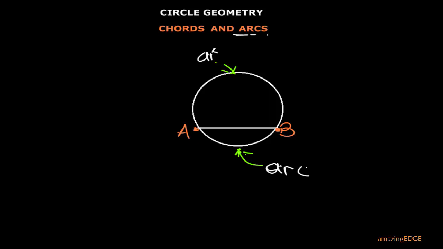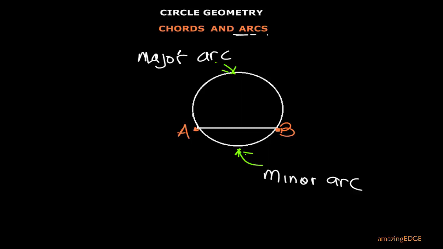Whenever you have this, you have two arcs. But there are differences between these two arcs. One is larger than the other. This one is a smaller arc compared to the other one. So this one that is smaller is what we call a minor arc. Then the remaining arc, which is larger, is what we will refer to as a major arc.